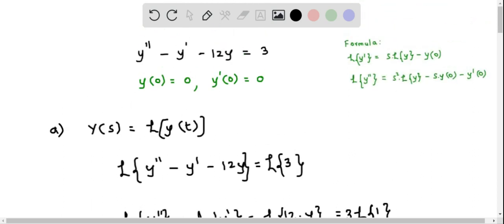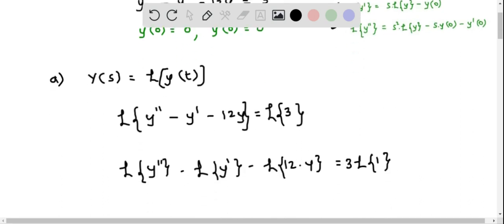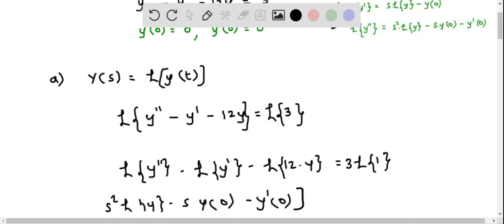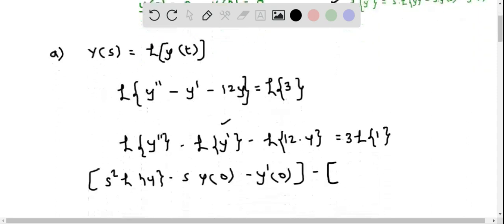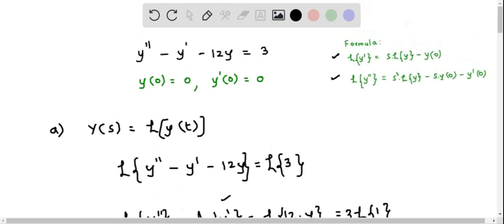Now we can use the Laplace transform formula, that is Laplace transform of y prime and Laplace transform of y double prime. So let's replace those formulas here. Laplace transform of y double prime is s squared Laplace transform of y minus s times y of 0 minus y prime of 0. So let me close this. Minus, we then have the next term, Laplace transform of y prime, which is s times Laplace transform of y minus y of 0.